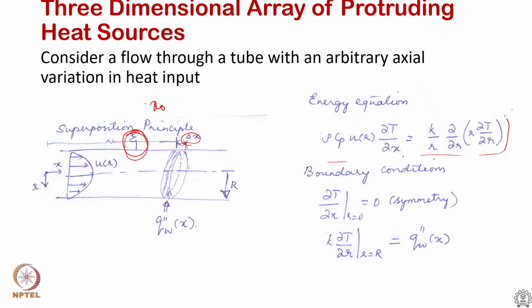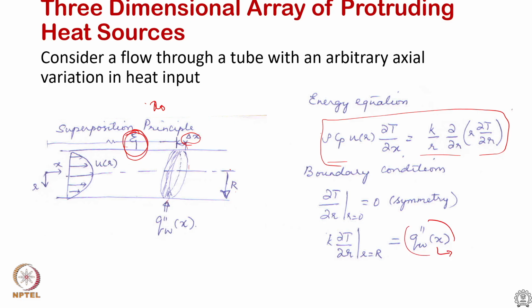again linear in nature for a tube. This is for a tube. The boundary conditions will be at the center line. You are going to see the temperature profile being symmetric. So, that is the radial symmetry, and then k dT/dr at r equal to R, where the capital R is the radius of the tube. At the wall we are imposed with a flux which is a function of x.